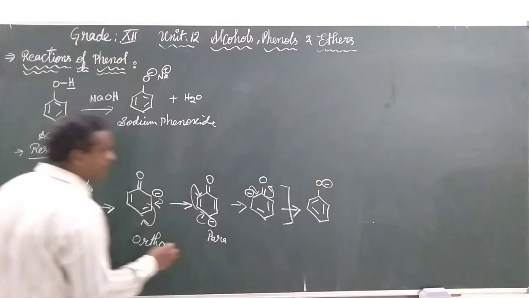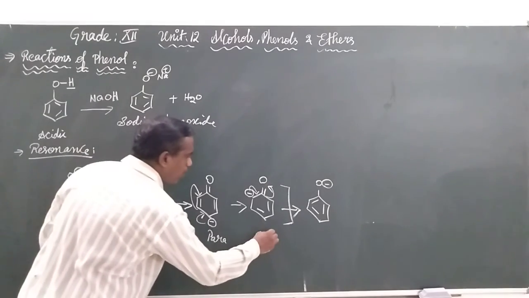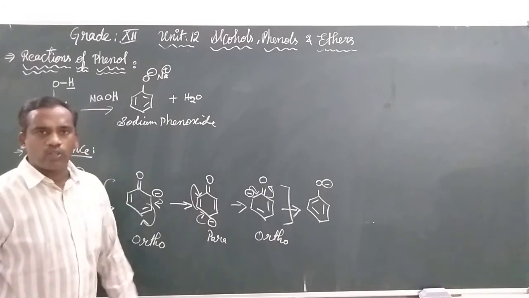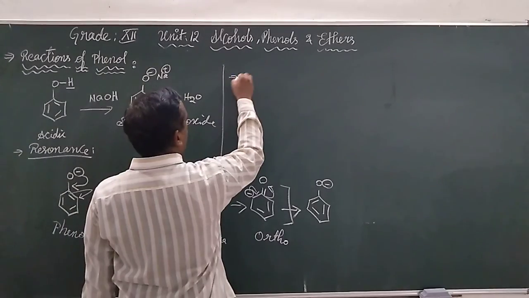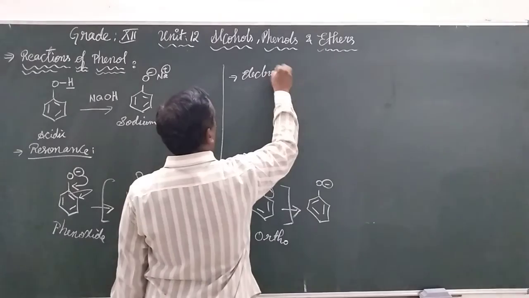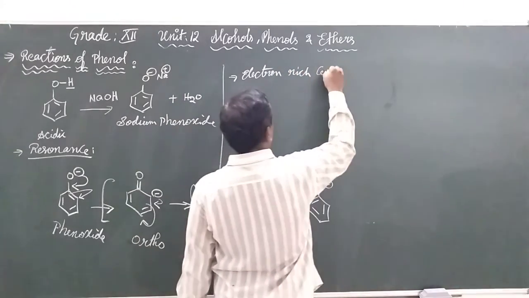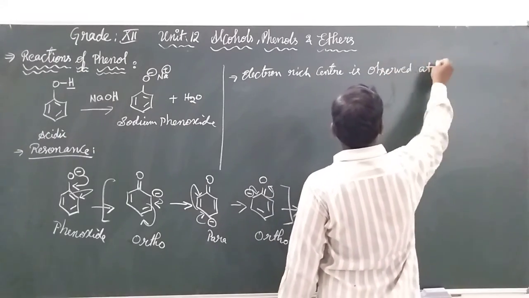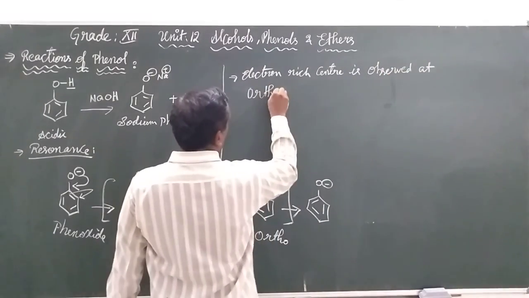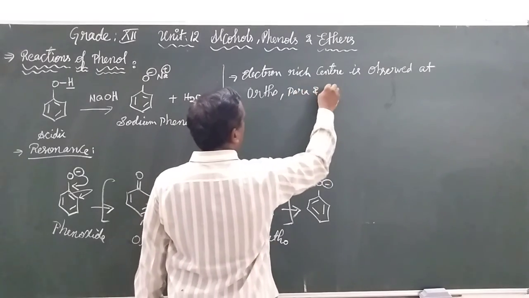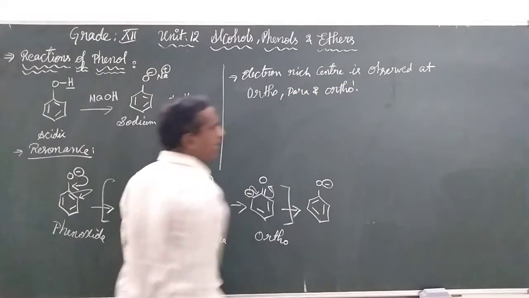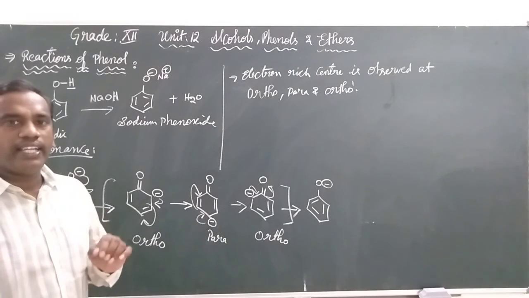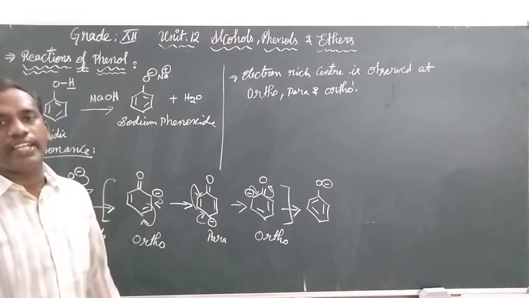In all these resonating structures, we observe the electron-rich center at ortho, para and ortho dash. Where do we observe the electron-rich center? It is observed at ortho, para and ortho dash. Hence, at those positions, there will be an electrophilic substitution reaction.